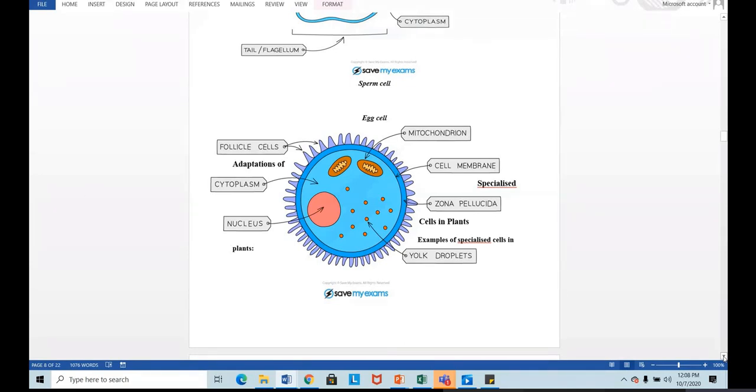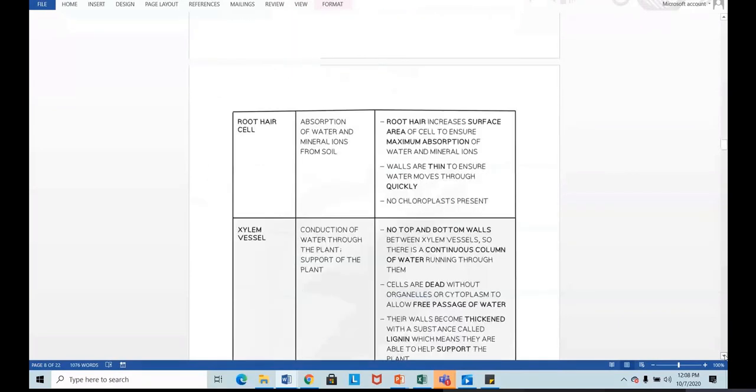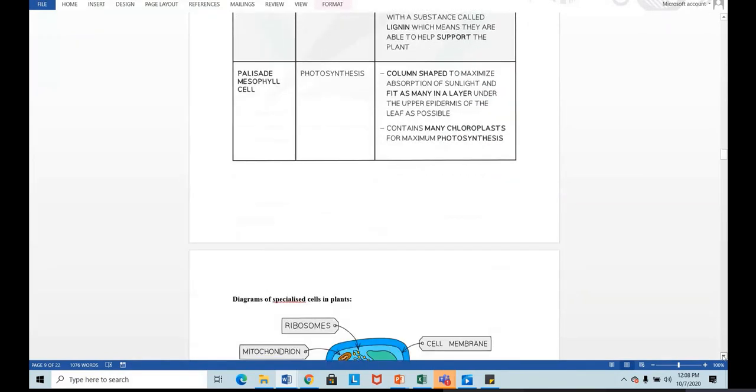Okay, girls, how much time more is left? We have like 2 minutes. 2 minutes left, so let us go through these notes itself. It is very interesting. You can see this is the egg cell, and here you have information about a root hair cell. Root hair cell is the cell which is present on the root hairs of a plant, and about the xylem vessel and the palisade mesophyll cell. All this information you have in your textbook. For the next topic, cells and organisms, we need to study all this.